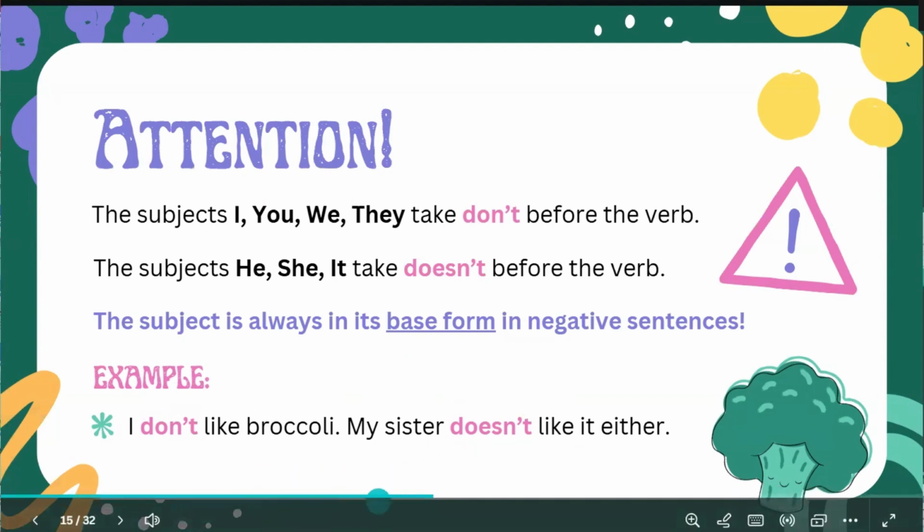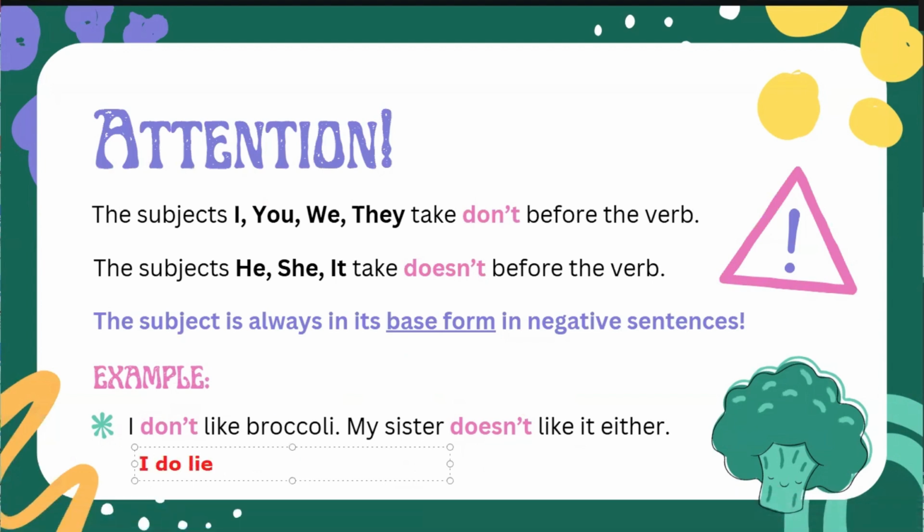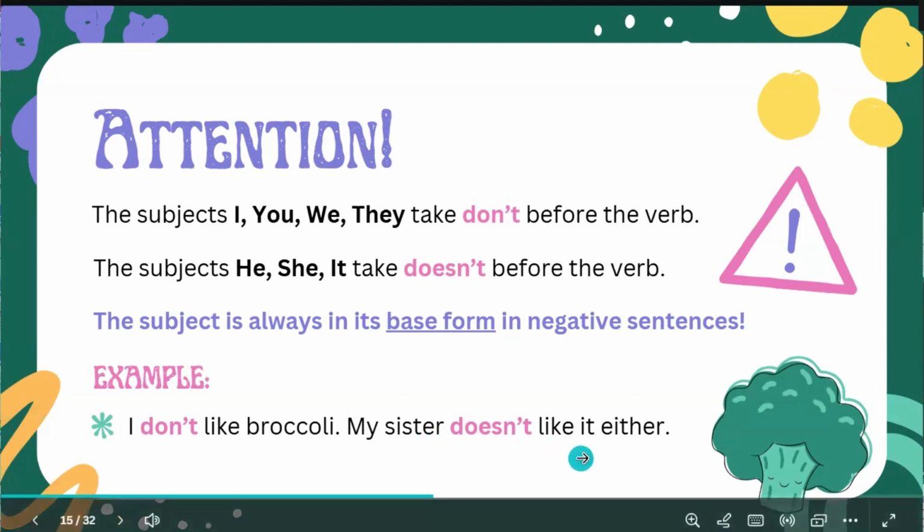So pag positive, so we can say, I do like broccoli. Okay, so that's, I do like broccoli. Gusto ko ang broccoli. Next, we can say, she does like broccoli. We can say, my sister does like broccoli. So yeah, same one. My sister does like broccoli. So pag positive naman, you can say does like broccoli. So ito ang main verb.